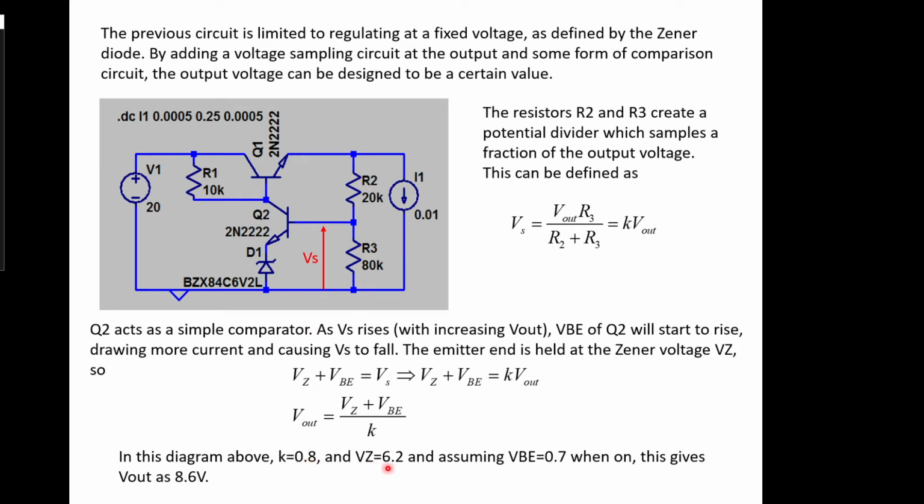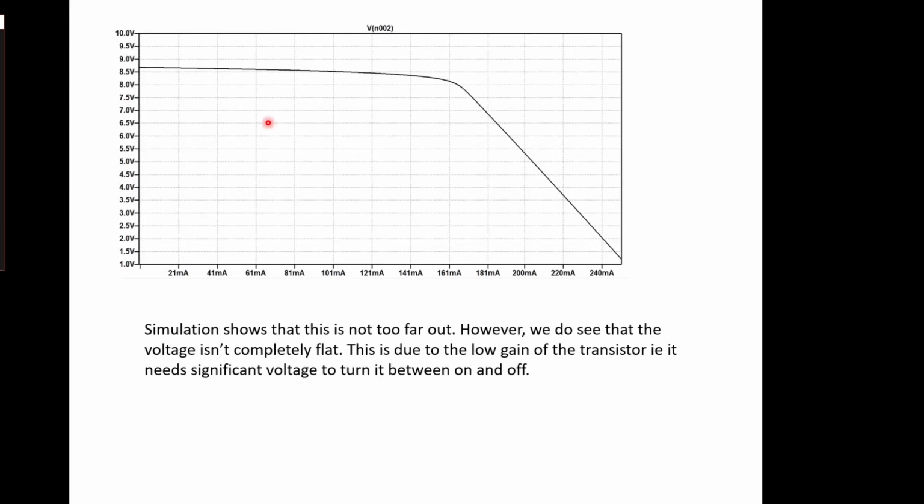And Vz is equal to 6.2 because we've got a 6.2 volt Zener. And if we assume that VBE is 0.7 when on, this will give us an output V out of 8.6 volts, if we just put the numbers in as a working starting point. And sure enough, if you simulate that, you can see that we're above 8.5, below 9, so about 8.6, and again it works reasonably well. And then we'll start to fail as we draw more and more current out of it, and we run out of base drive.